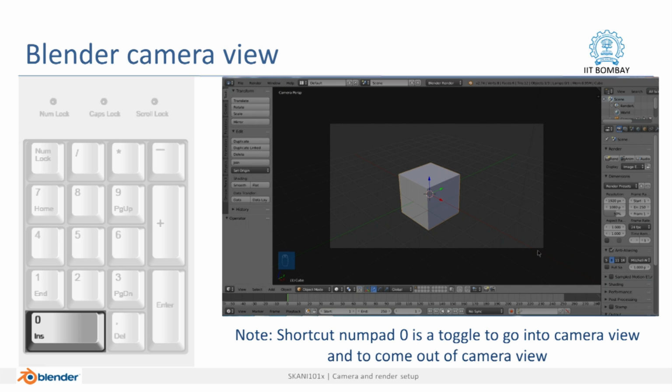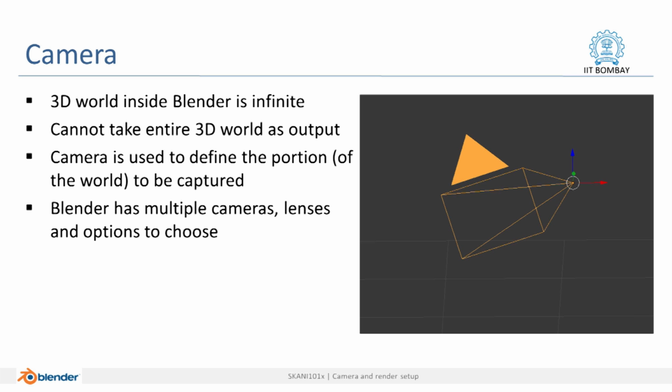So we will tell you how to render this in the couple of slides which are coming after this, but we just wanted to clarify at this point that we cannot take the entire 3D world as the output. Therefore we put up a camera, and within the camera we can take whatever we want to and then take that output. Blender has multiple cameras.